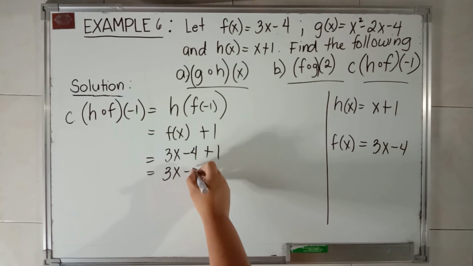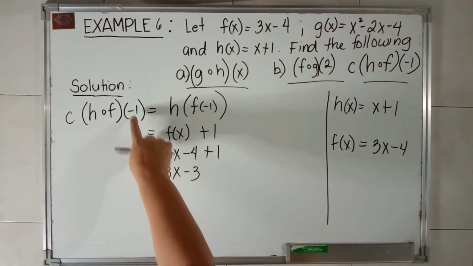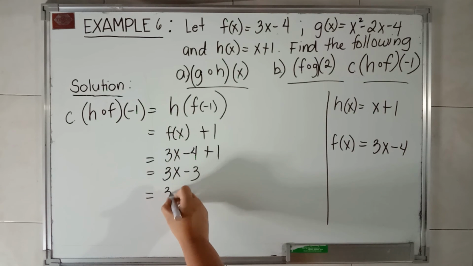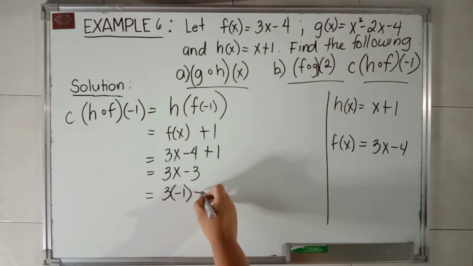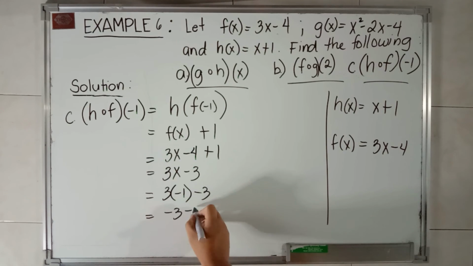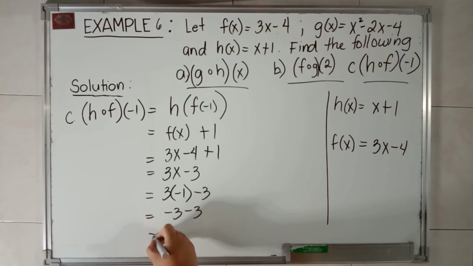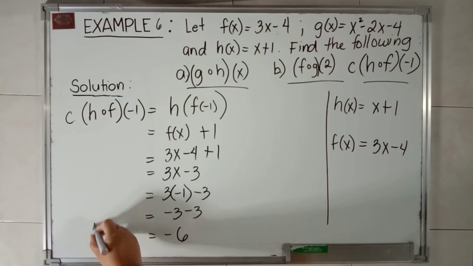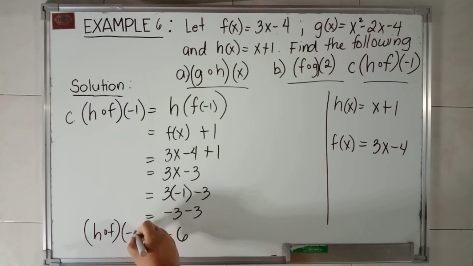Combining negative 4 and positive 1 is negative 3. So we can now write 3 times negative 1 minus 3. 3 times negative 1 is negative 3, minus 3 is negative 6. So that is h circle f of negative 1.